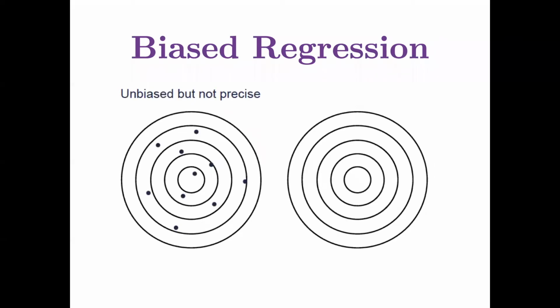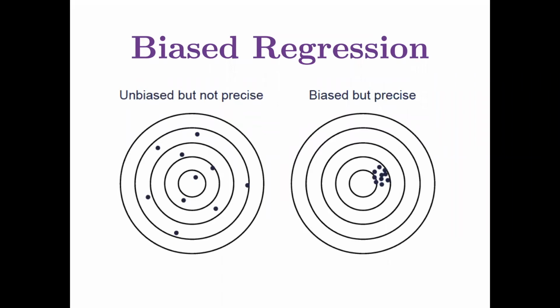So if I have a model that's unbiased, but not precise, meaning it has a lot of variability, it means that most of the time I am off target. But on the average, if you were to average all of those parameter estimates, I would get to the bullseye.